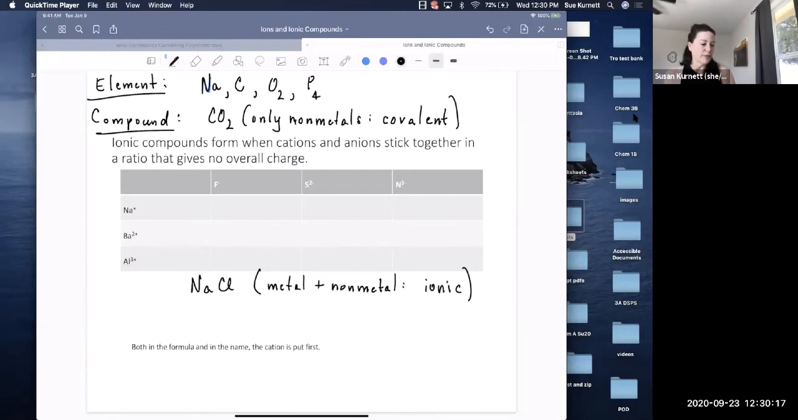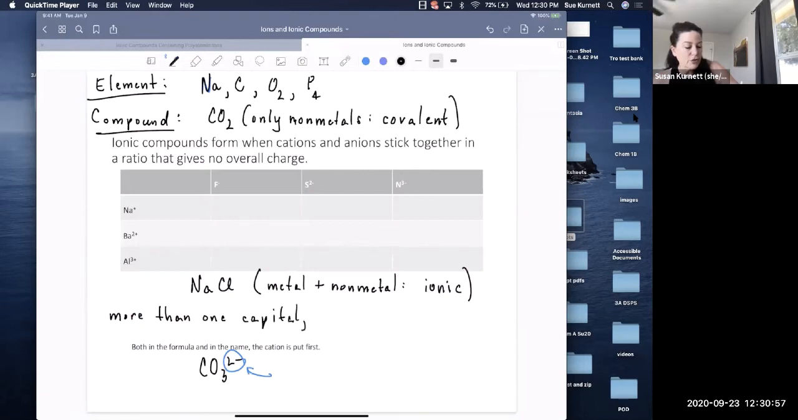Okay, so when you see something like this, that's not a compound. Why is that not a compound? So some of you might be thinking, it's not a compound because there's a charge showing. A compound is more than 1 capital. So more than 1 kind of element. No charge showing.